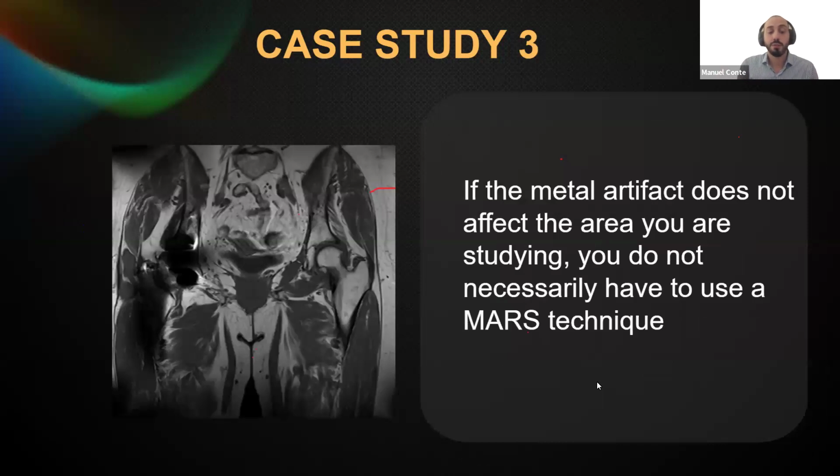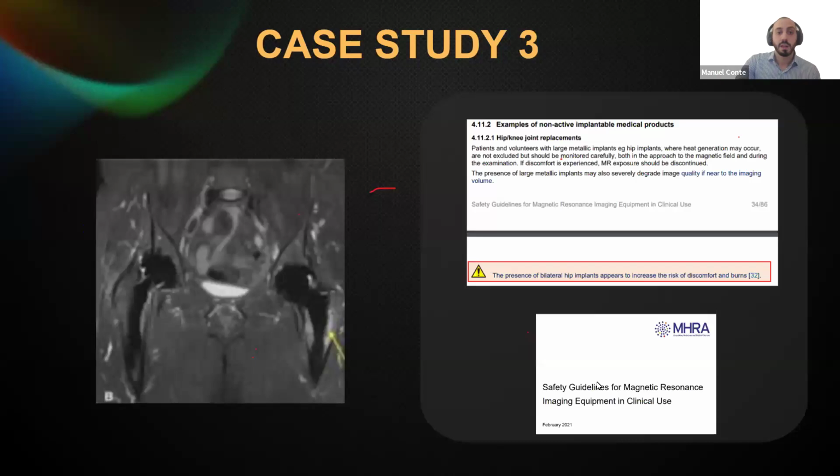Here, if we are scanning, for example, the left hip, if you are scanning just a single hip, you don't have to use MARS sequences, but you can use the standard one. And in case you scan a pelvis with a double hip replacement, you need to be very careful, because the presence of bilateral hip implants increases the risk of discomfort and the risk of burns. Actually, we talked in the safety WhatsApp group about that, and if you have to choose the scanner, go for 1.5 instead of 3T.